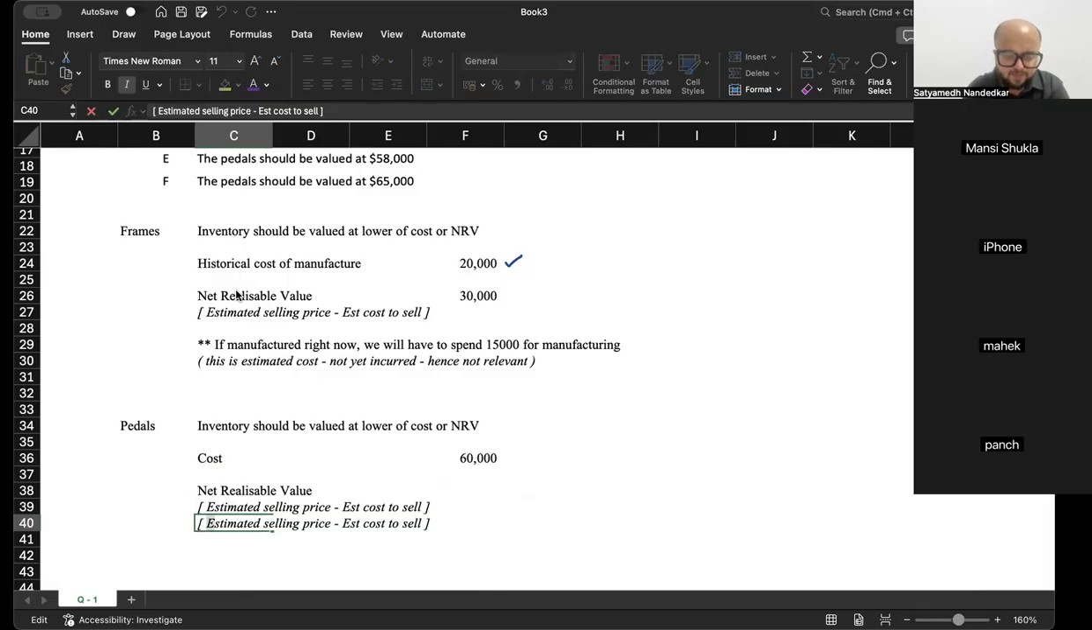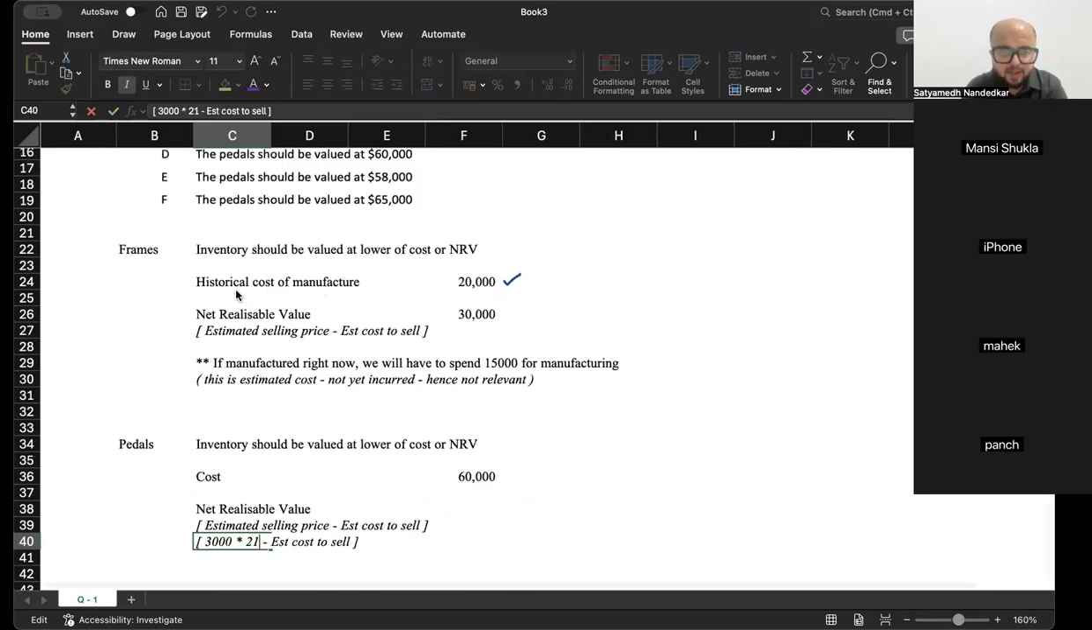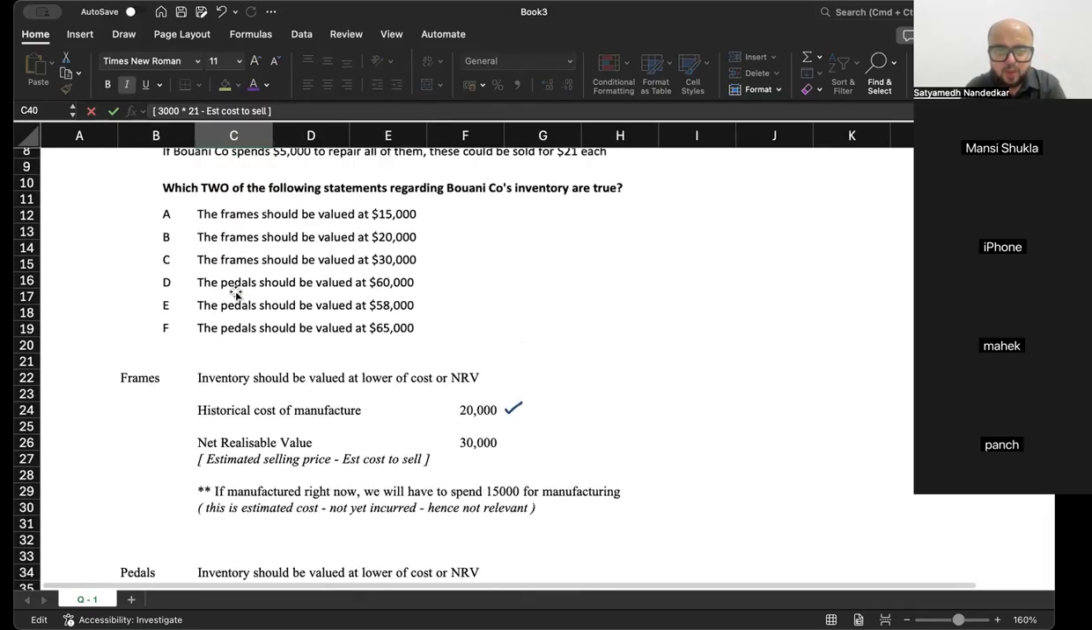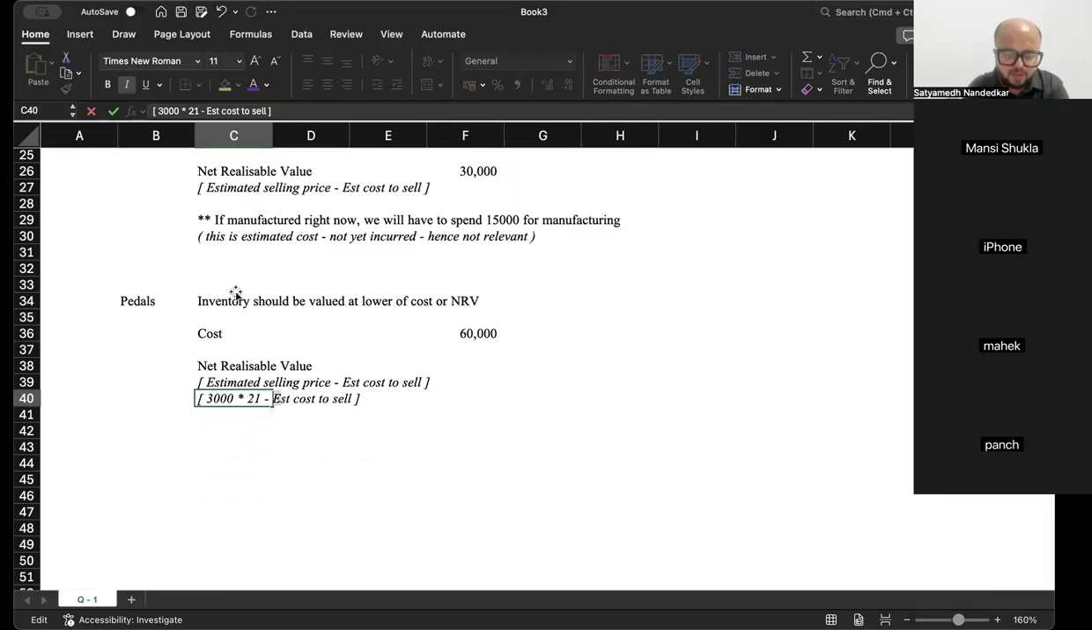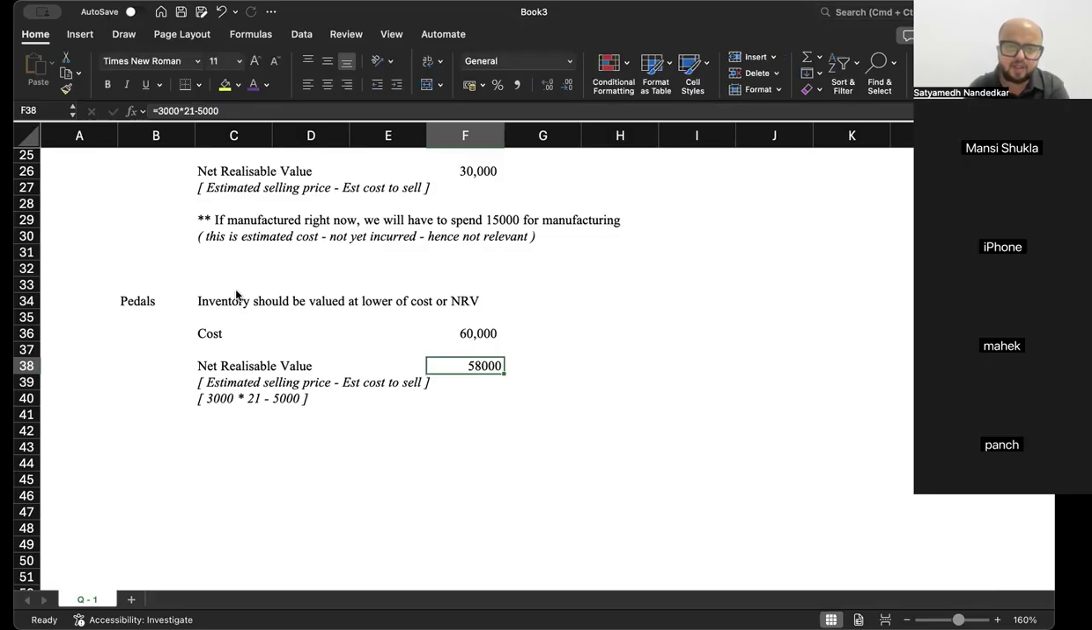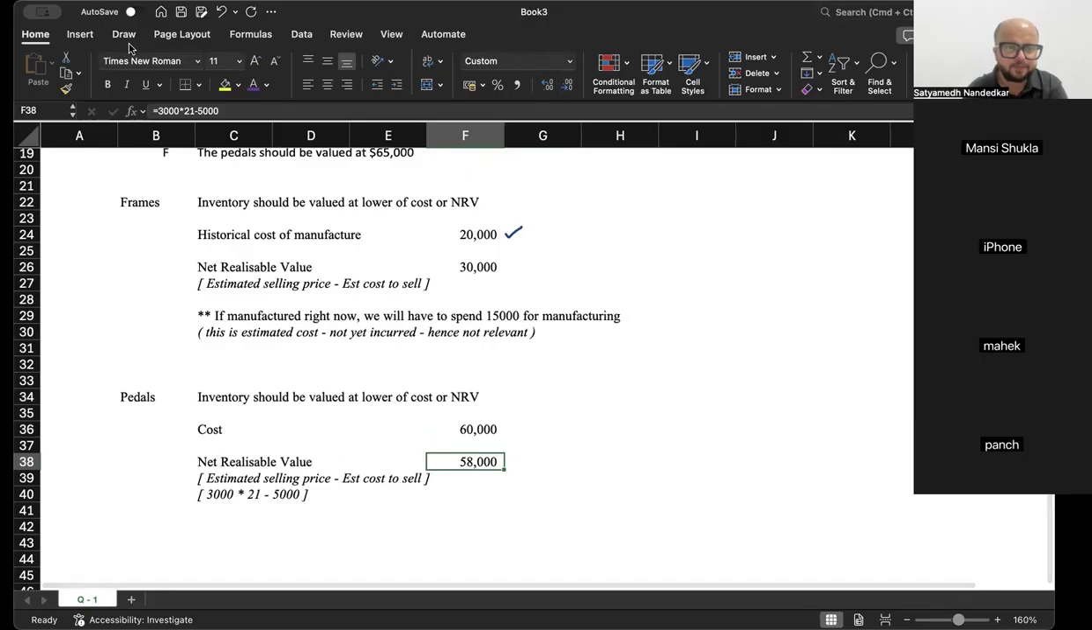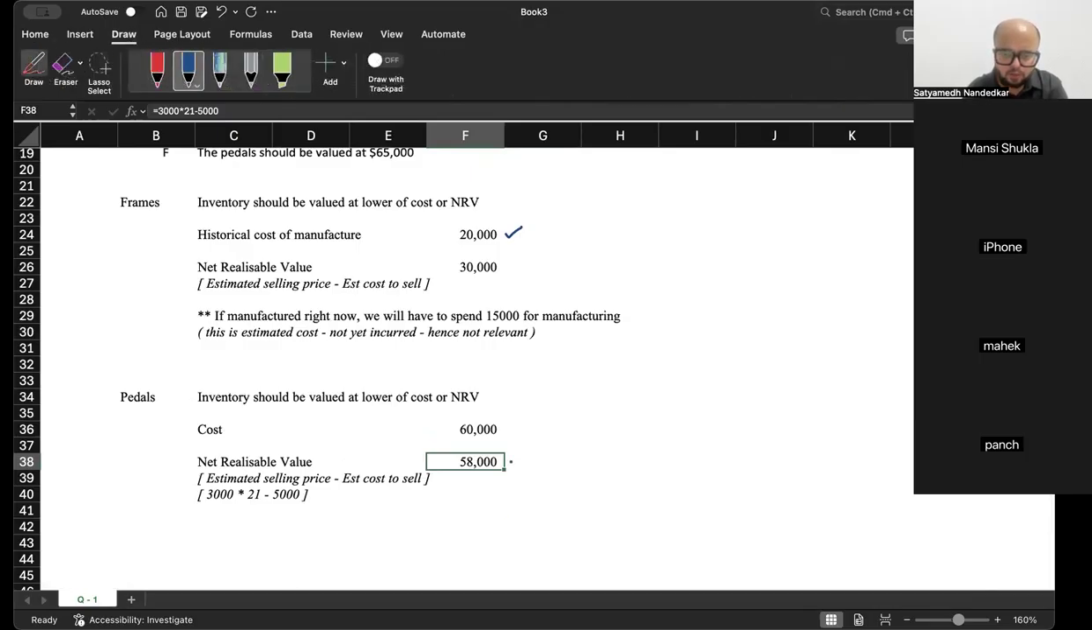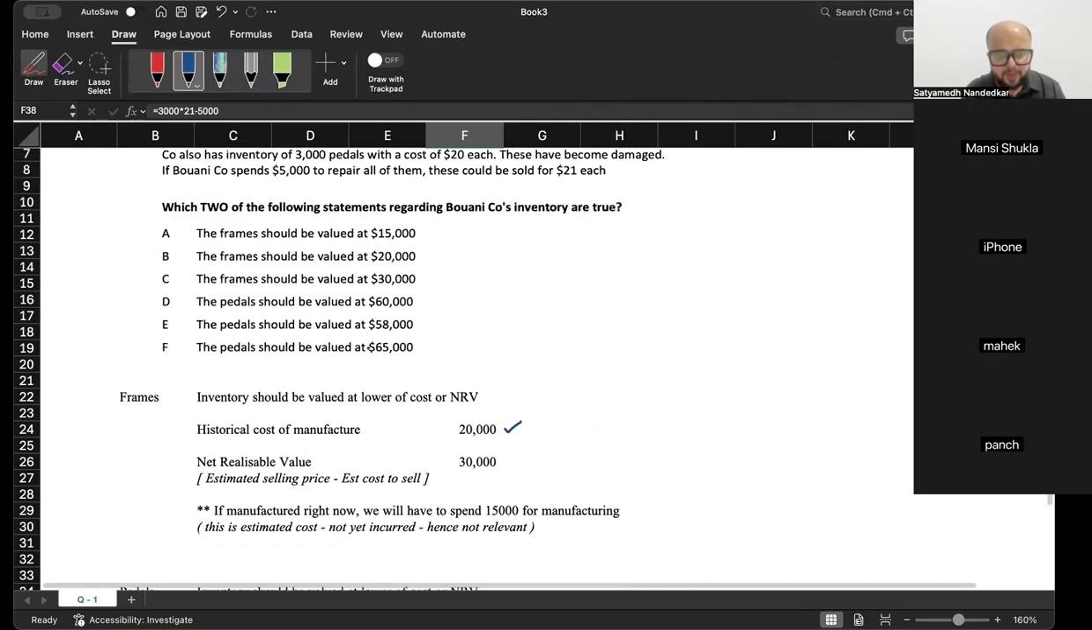How will I consider this? Estimated selling price: how much will I be able to sell it for? I'll be able to sell it at 21. 3,000 pedals, each at 21, and the cost to repair all of them is 5,000. So 3,000 into 21 minus 5,000, that is 58,000. Okay, so pedals should be valued at 58,000. Frames should be valued at 20,000.